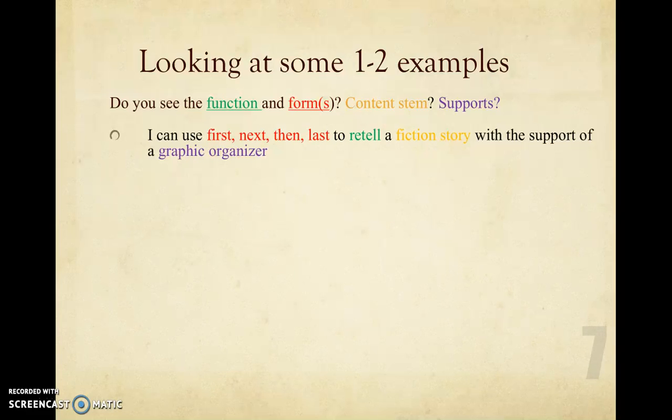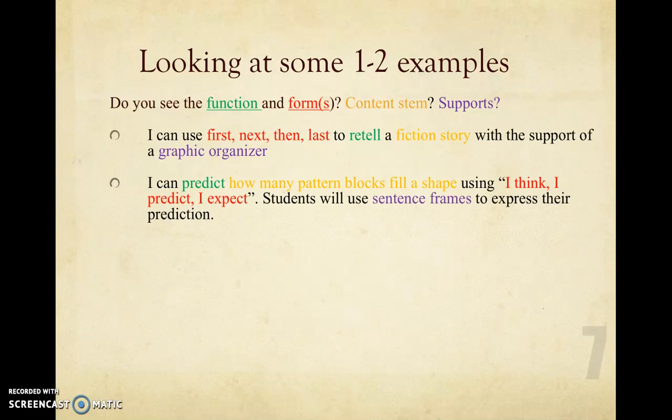Check your work and see how you did. Let's take a look at the next one. I can predict how many pattern blocks fill a shape using I think, I predict, I expect. Students will use sentence frames to express their prediction. In this example, the function comes first in the language objective. Neither is right or wrong. Simply choose the formula that works best for you.